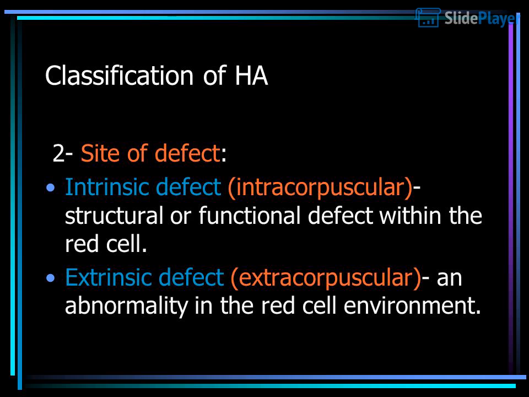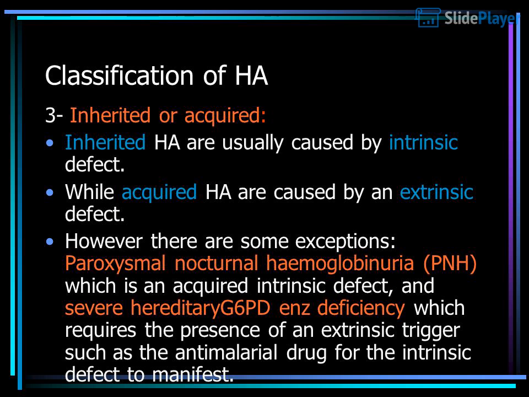Classification of HA 2: site of defect. Intrinsic defect, intracorpuscular: structural or functional defect within the red cell. Extrinsic defect, extracorpuscular: an abnormality in the red cell environment. Classification of HA 3: inherited or acquired. Inherited HA are usually caused by intrinsic defect, while acquired HA are caused by an extrinsic defect.